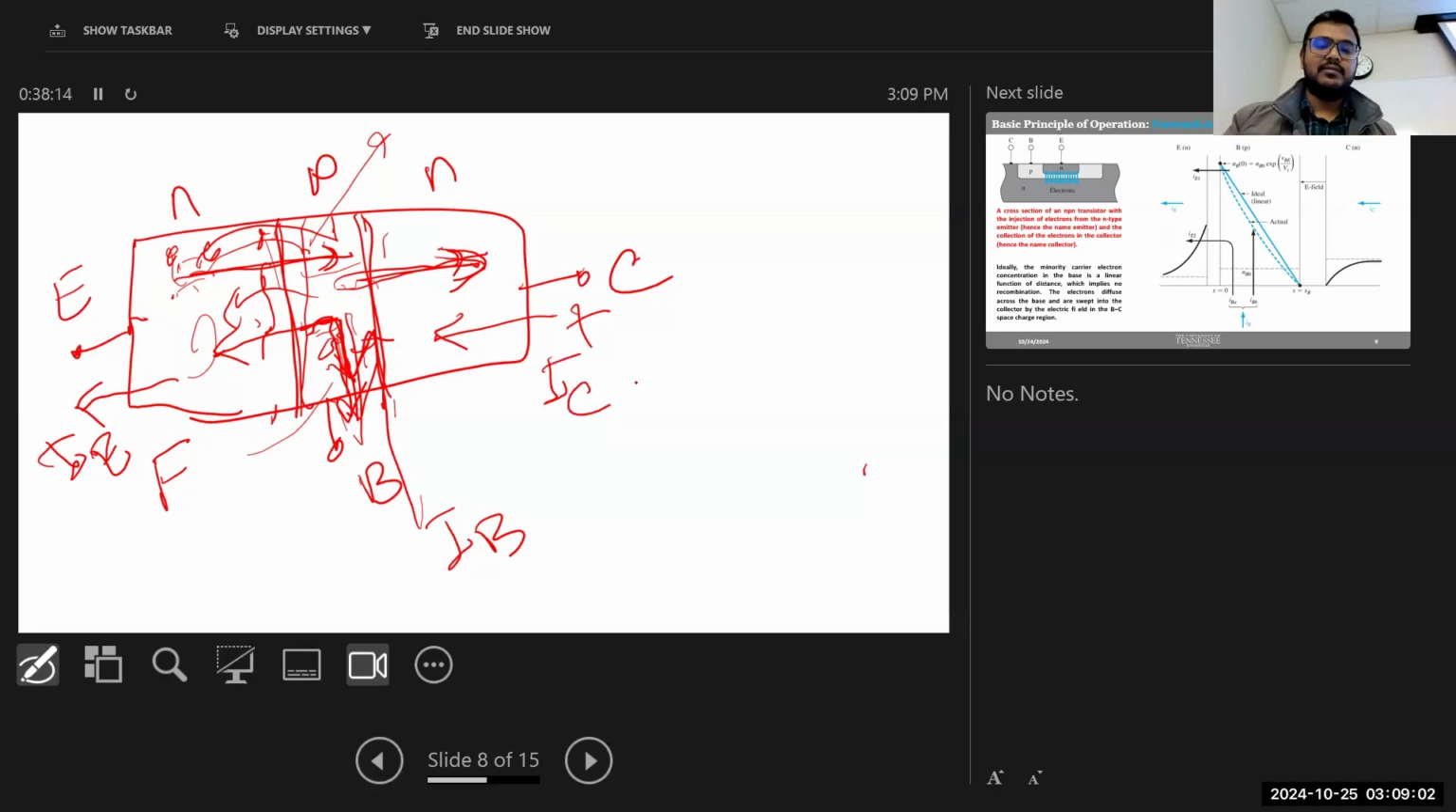So now if we again draw the circuit symbol, which is much simpler than the structure, this is our base, this is our collector, this is our emitter. If you compare this structure with the symbol, you can see that the emitter current is actually going outwards from the device. That's why we had this arrow directing outwards from the device.